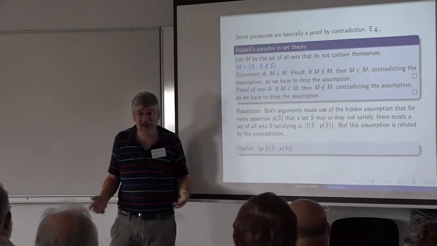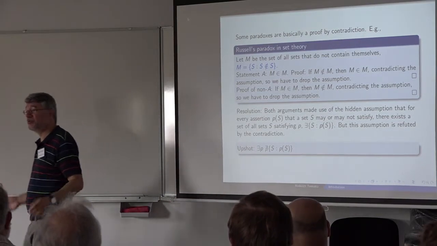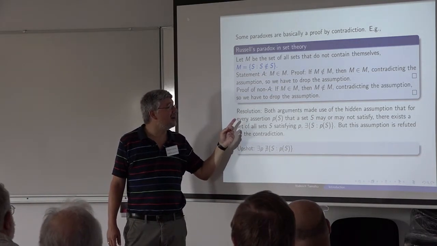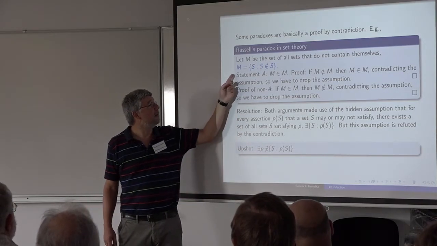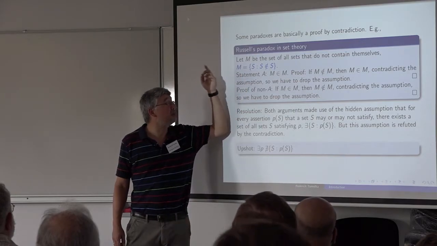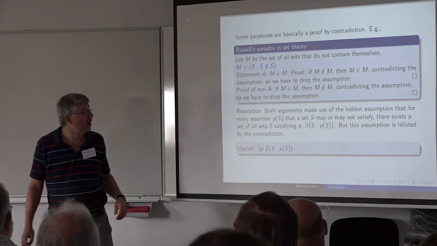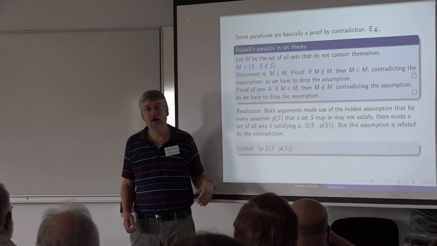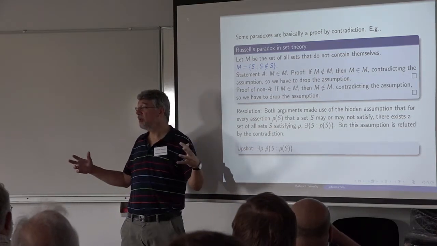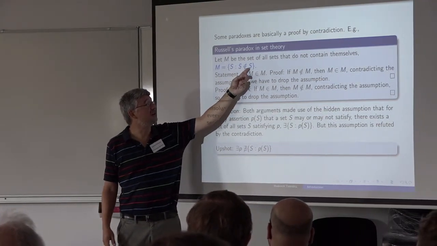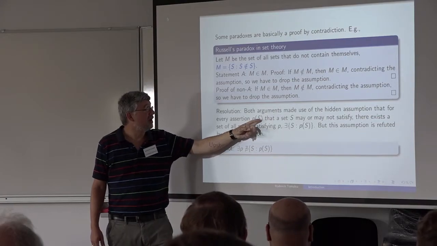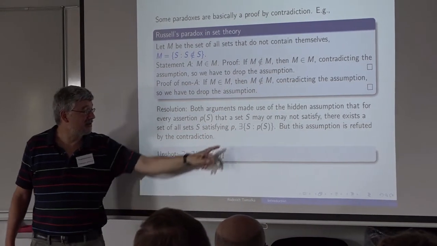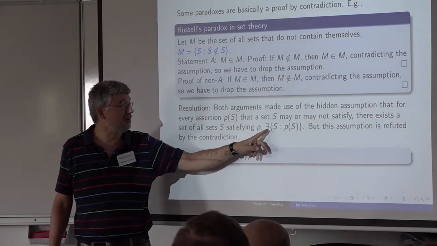Now, these arguments are so simple, there's no room for anything to be wrong in the argument. So how can you resolve the paradox? Well, actually, the crucial assumption was that you can form such sets. Both arguments make use of the hidden assumption that for every assertion, a statement about a set S, such as S is not an element of S, an assertion that a set S may or may not satisfy, there exists a set of all sets S satisfying this assertion P. That is, here in formal notation, there exists such a set.